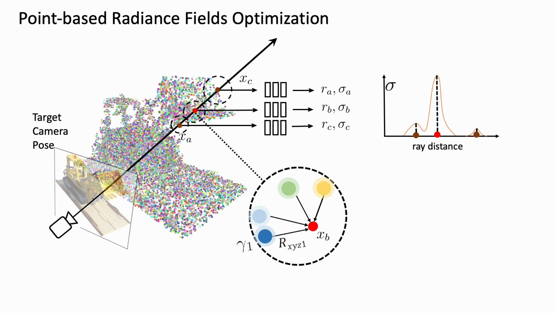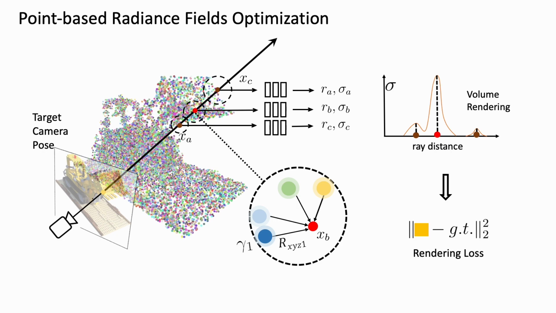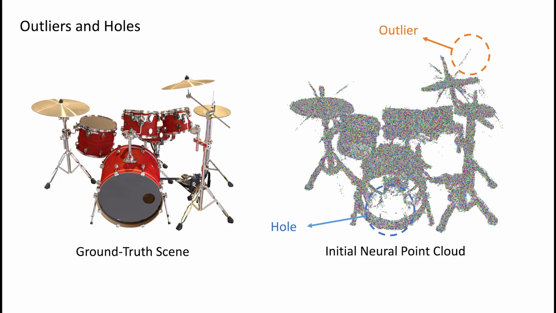After aggregating the radiance along the ray, we can calculate the rendering loss between the generated and the ground truth color on the pixel. The gradients will optimize not only the MLPs, but also the point features. We also propose point pruning and growing techniques to address outliers and holes in the initial point cloud.